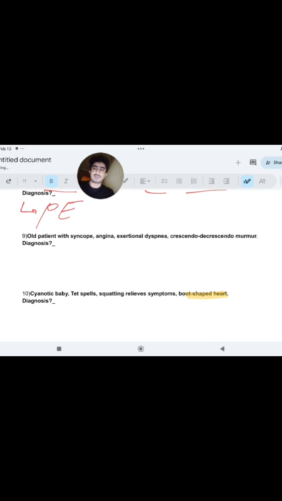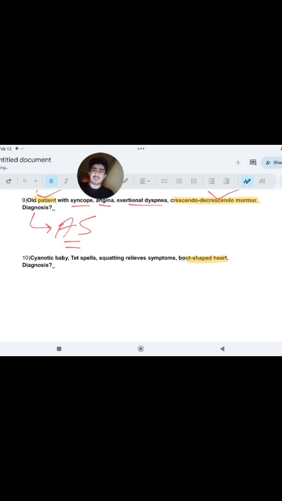9th पे है ओल्ड पेशेंट विद syncope, angina and exertional dyspnea. So murmur is crescendo, decrescendo. What will be the diagnosis? Crescendo, decrescendo murmur, and old patient. It is specific for what? Aortic stenosis. Aortic stenosis का पेशेंट होगा. ठीक है. एंड 10th पे है cyanotic baby.